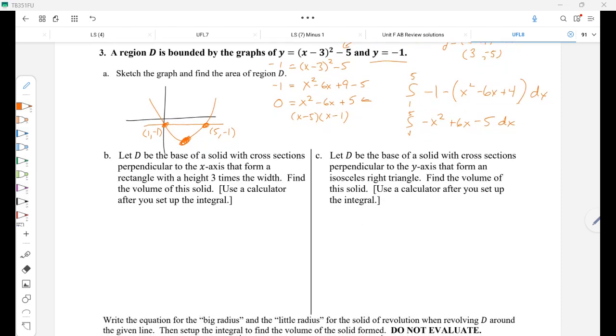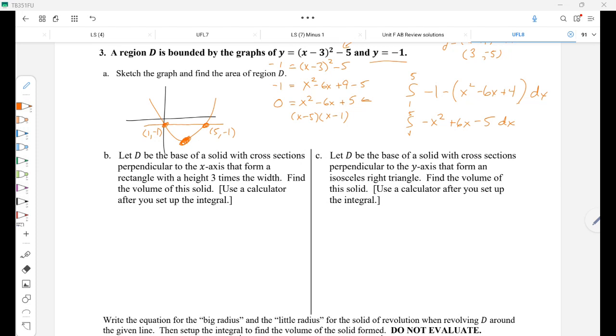Letter B says, let D be the base of a solid with cross sections perpendicular to the x-axis. The reason we say perpendicular to the x-axis and not parallel to the y-axis is that when you're working with cross sections, that letter we're giving you is going to be the letter that goes with the dx, right? It actually might make more sense to say parallel in general, but then you'd have to have a reverse association. So we always say perpendicular to an axis because that tells us the d, whatever, in this case, dx.